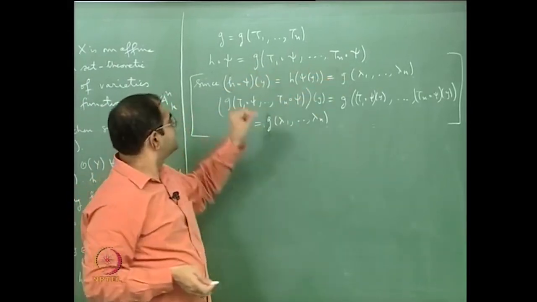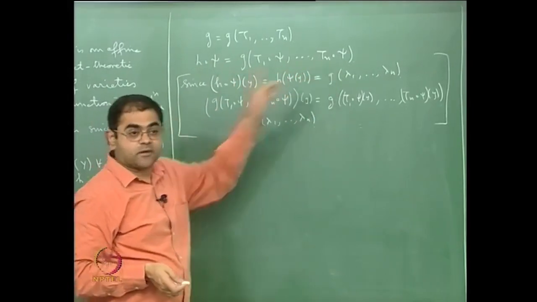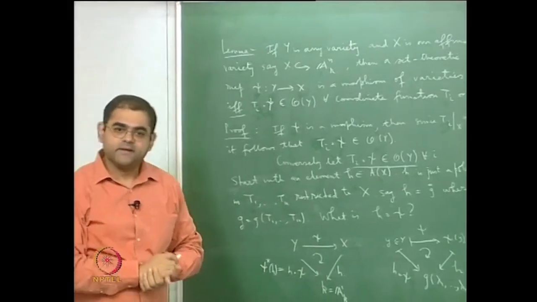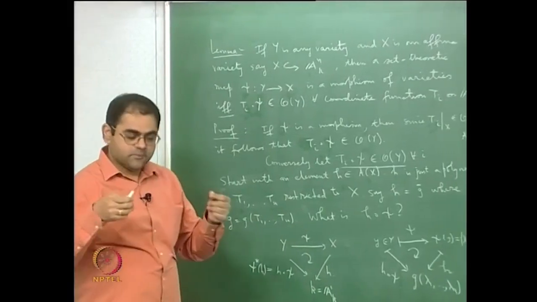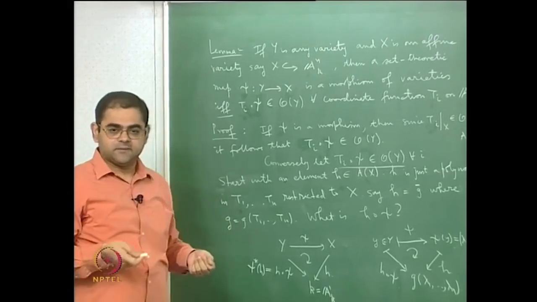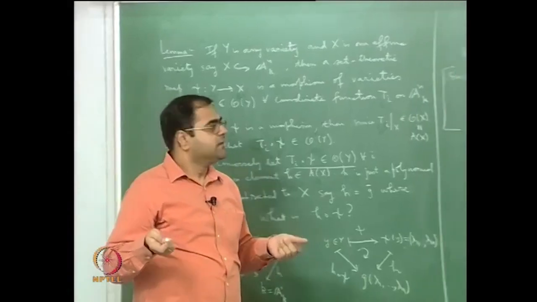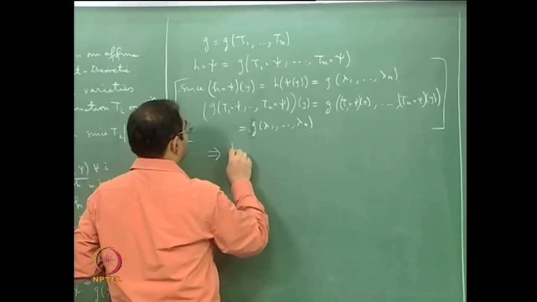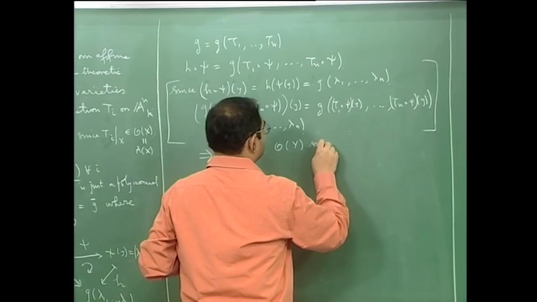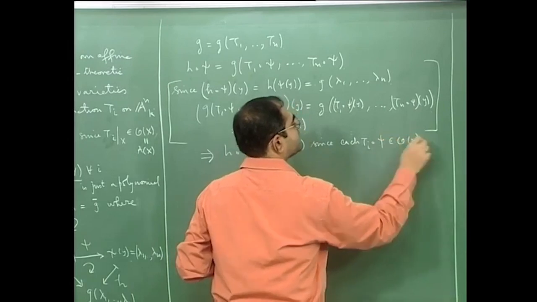So what is H circle psi? It is a polynomial in these functions. But what are these functions? They are already given to be regular functions on Y. Each Ti circle psi is already a regular function on Y. And so if you give me a bunch of regular functions on Y and write a polynomial in those with coefficients in the field, the result is again a regular function, because sum and product of regular functions is again a regular function, okay. So all this will tell you that H circle psi is in O of Y, since each Ti circle psi is in O of Y.